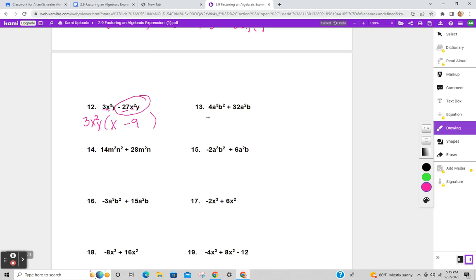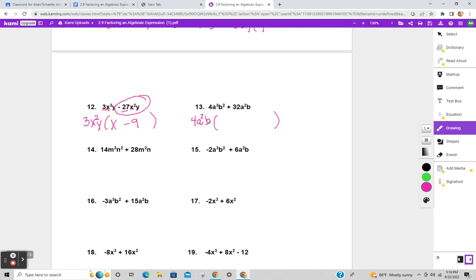All right, number 13, we're going to factor out a 4, factor out a squared and b. Because 4 will divide both, 4 and 32, a squared will divide a squared and a cubed, and b will divide b and b squared.